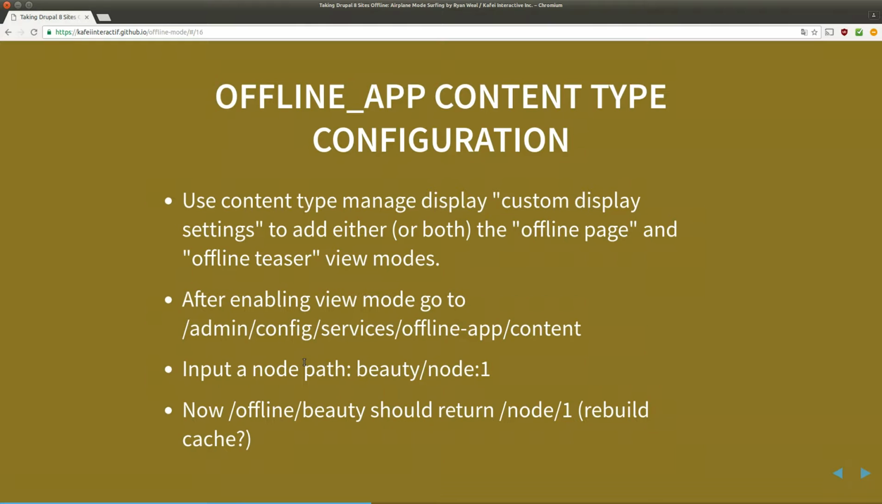So in this case, beauty is the path we're trying to create. So it's actually /offline/beauty that would be the path being created. The slash is not part of the URL. It's just that they're using it to break things apart, which can then be used to do other things. And then they're using the routing system path called node:1.